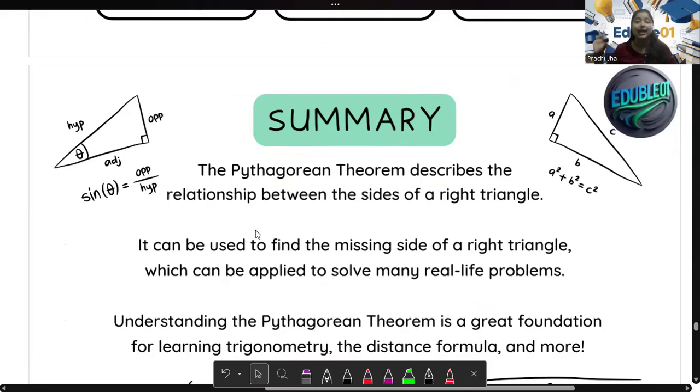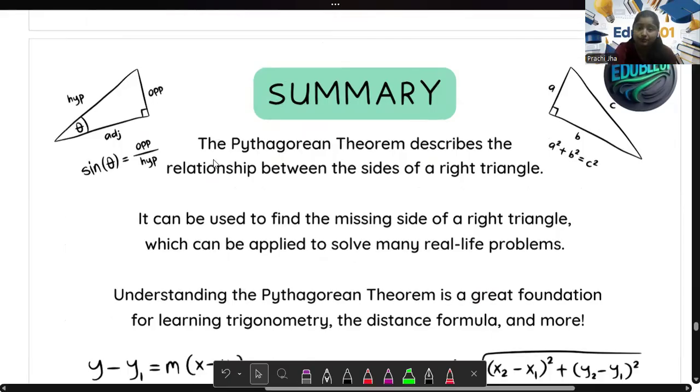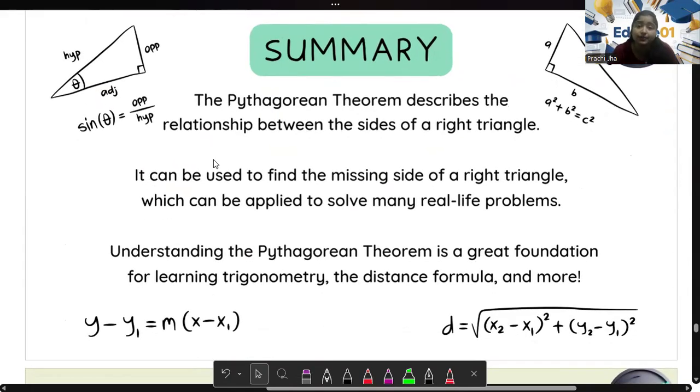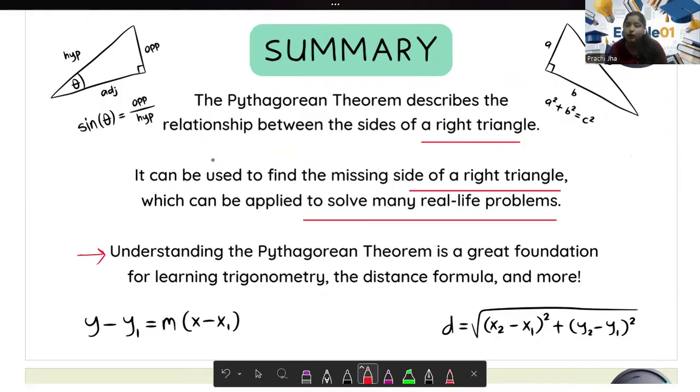Let's quickly summarize what we have learned till now. The Pythagorean theorem describes the relationship between the sides of a right angle triangle. It can be used to find the missing side of a right triangle, which can be applied to solve many real life problems, as we have discussed. Understanding the Pythagorean theorem is a great foundation for learning trigonometry, distance formula, and more.